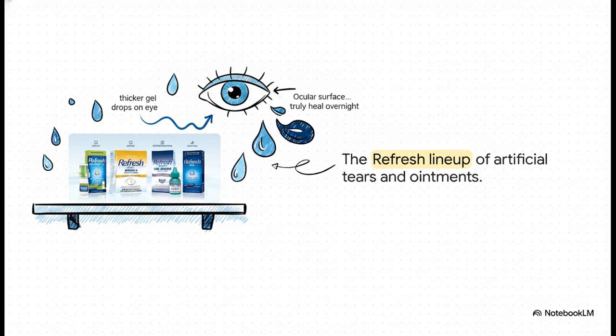And you're going to see these exact restorative polymers on the pharmacy shelf in a bunch of different forms. They range from standard drops meant for daytime use to much thicker gel drops and ointments designed specifically for nighttime. The rule of thumb here is simple. The thicker the product, the longer it stays on the eye. That prolonged contact is absolutely essential to give the ocular surface the time it needs to truly heal overnight.